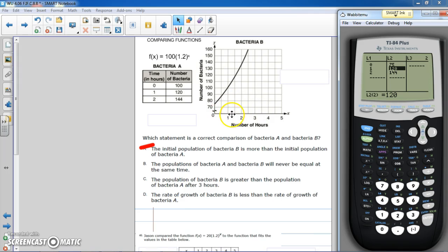And then at 1, my Y value is about 100, so I'm going to enter in 100. Okay, at 2, it looks like it's about 135 or 137, but that's not exact enough for me. So I'm just going to leave 2 off. I only need 2 points to do exponential regression. All right, so now I want to look at this data.